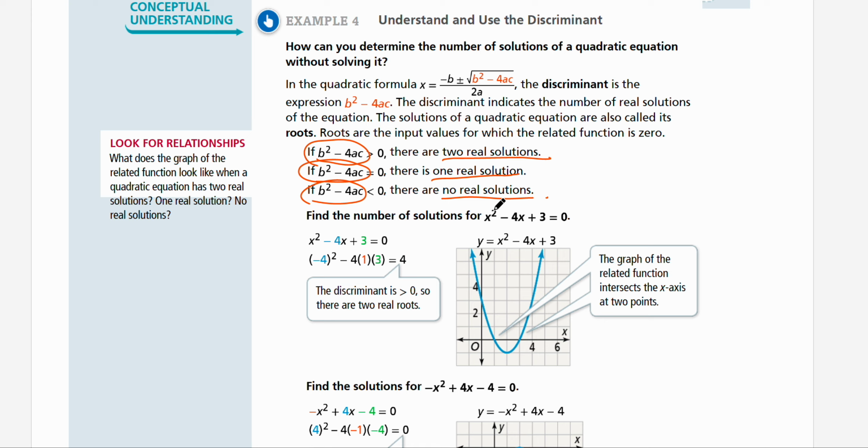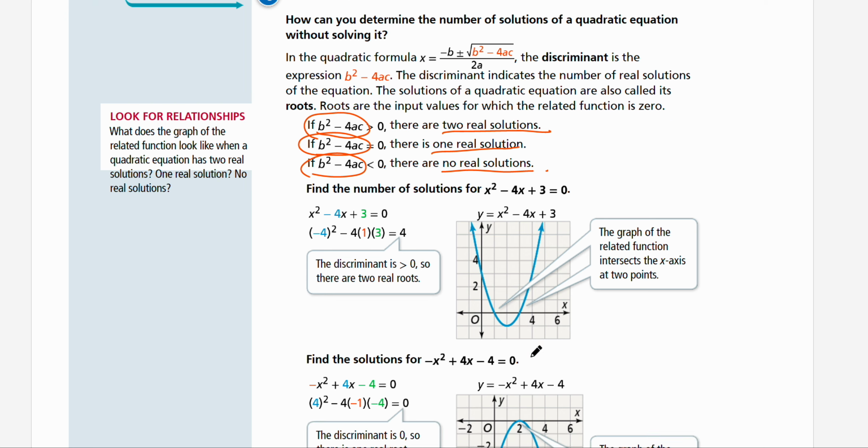So find the number of solutions of x squared minus 4x plus 3 equals 0. The graph of the related function intersects the x-axis at 2 points. So that means we're going to have 2 real solutions. And if you solve for the discriminant, b squared minus 4ac is actually positive 4. So yes, that matches our graph. So you can check if it matches your graph.